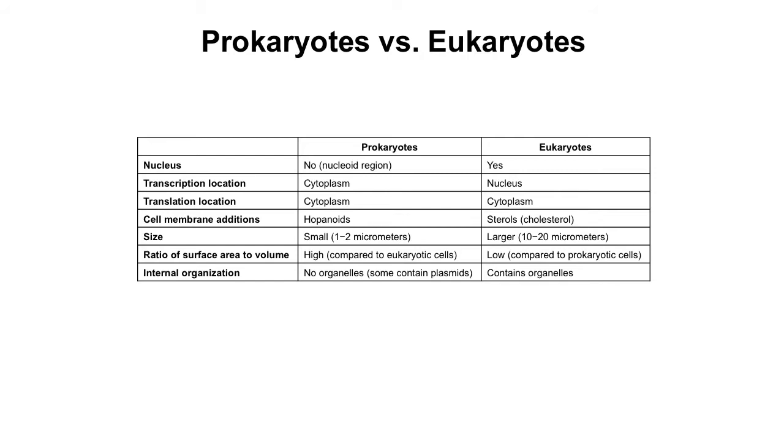cells. And with respect to internal organization, this is one of the most distinctive differences between prokaryotes and eukaryotes: prokaryotic cells exhibit no distinct organelles. Some contain circular structures, small molecules of DNA called plasmids, but they do not contain a membrane or distinct membrane-bound organelles, whereas eukaryotes contain various kinds of membrane-bound organelles.